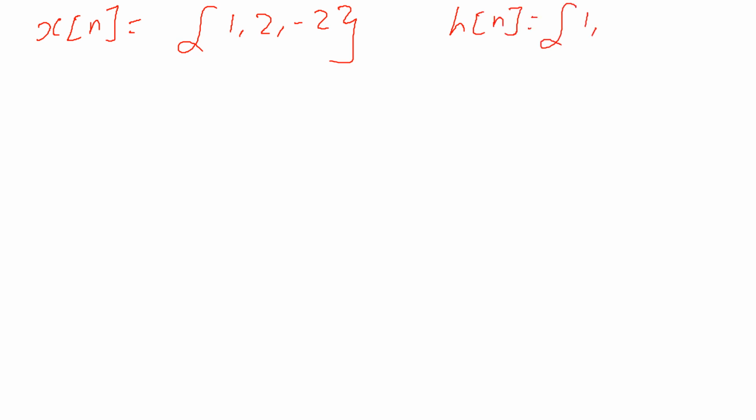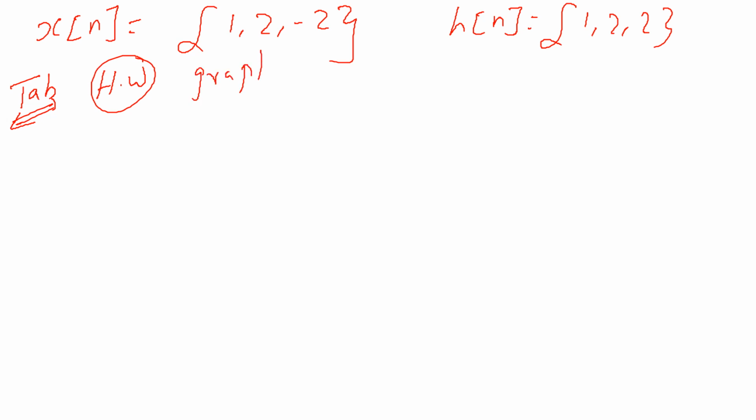let's try to do one more problem on this. X of n is equal to 1, 2, minus 2. H of n is equal to 1, 2, 2. I am going to do it using the tabulation method, and the homework is that you have to do the graphical method. You do the graphical method, I will do the tabulation method, because the tabulation method is much easier, right?